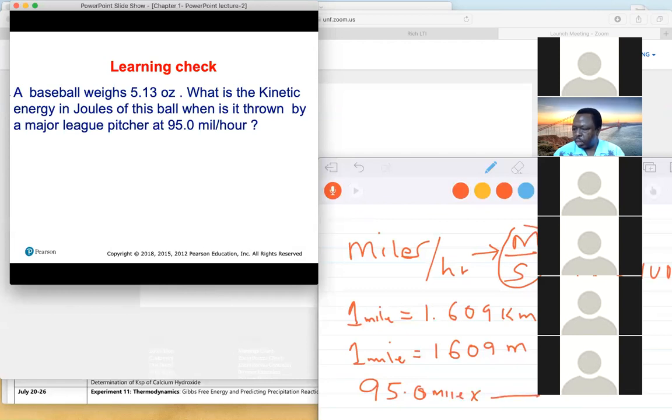I want to change this, 1 mile, to meters. This is 1609 meters. So you're going to multiply that by 1,000. First, 95.0 times 1609. All right, I have 152,855. This is in meters now.